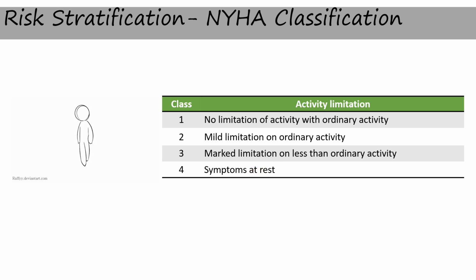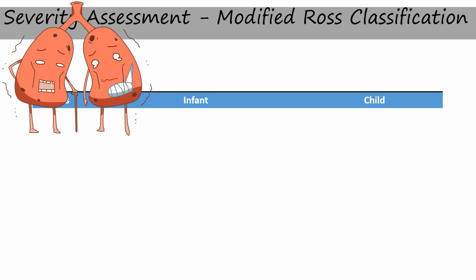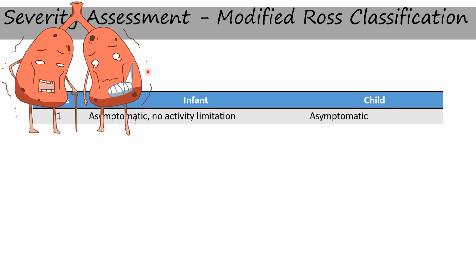So this classification was not much of use, especially for infants, because they aren't even walking. So a modified Ross classification was devised for infants, and this is basically based on the breathing difficulty or the dyspneic features. As per this, class 1 is when an infant is asymptomatic and there is no activity limitation, and the child is also asymptomatic.